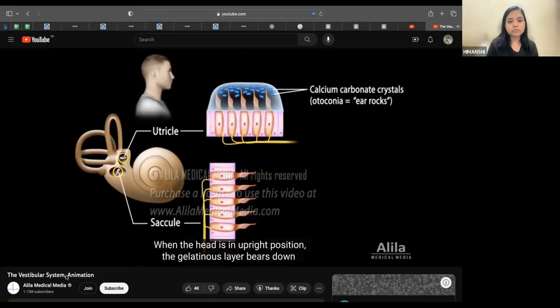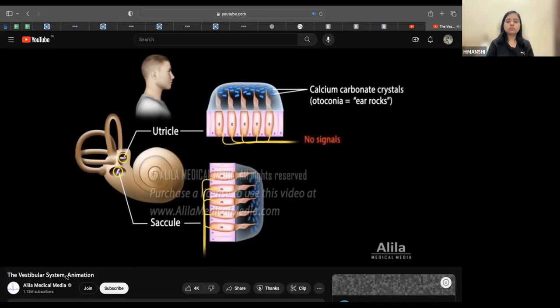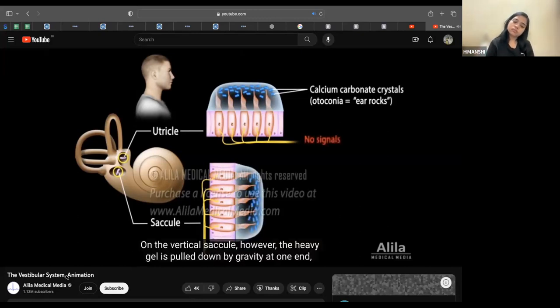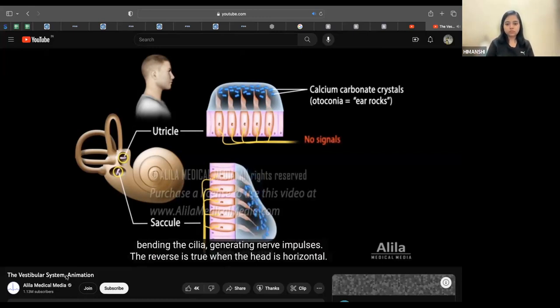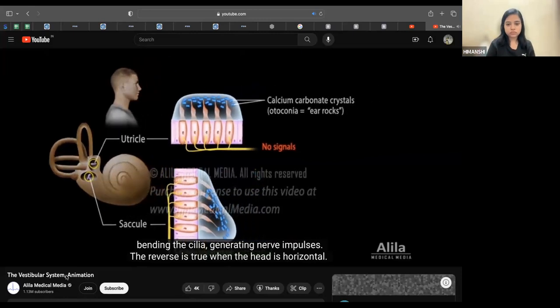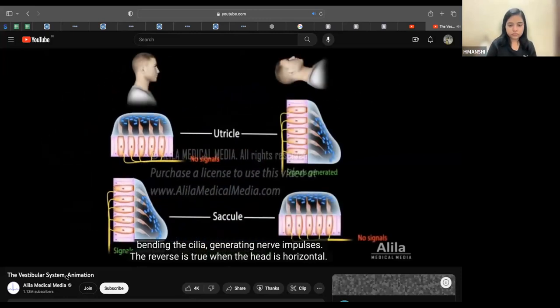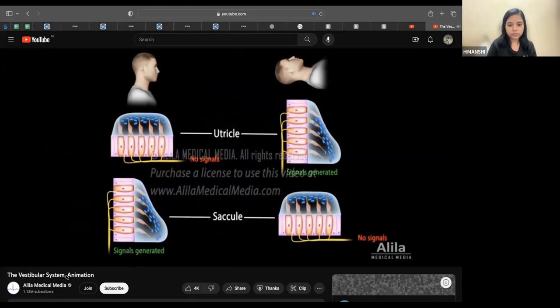When the head is in upright position, the gelatinous layer bears down evenly on the cells of the utricle. The cilia remain straight and no signals are generated. On the vertical saccule, however, the heavy gel is pulled down by gravity at one end, bending the cilia, generating nerve impulses. The reverse is true when the head is horizontal. Other head positions are determined by a combination of signals coming from both organs.